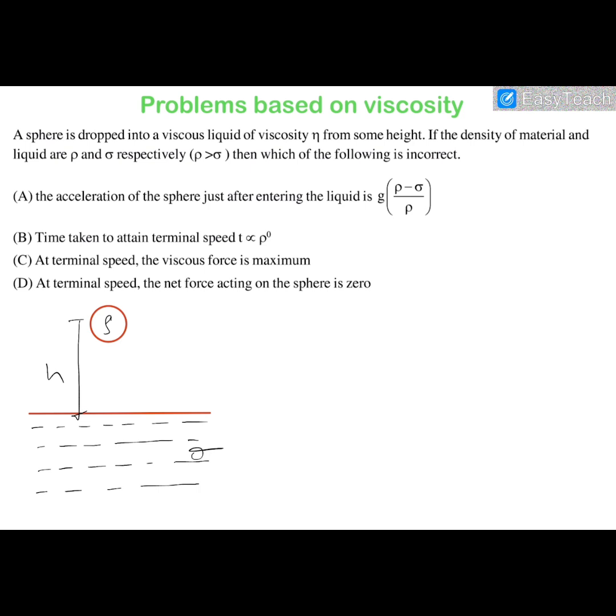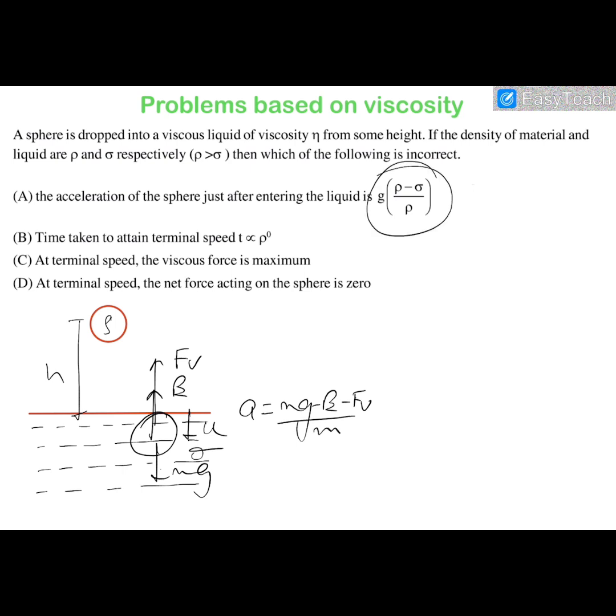Now see, the sphere will hit the liquid with some velocity u. So this force will be mg, this will be buoyancy, and there will be viscous force also acting on the sphere. So the acceleration of the sphere will actually be A equal to mg minus buoyancy minus viscous force, upon m. But this option says that A will be only mg minus buoyancy upon m. So this option is incorrect, and we have to choose the incorrect option only. So A will be the correct choice.